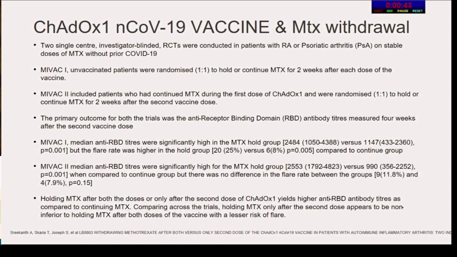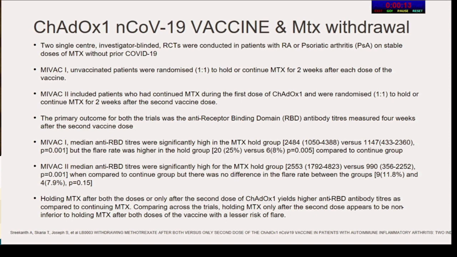Lastly, we can't end the session without our own data coming from our very own Dr. Shenoy. So COVID-19 vaccine and methotrexate withdrawal, MIVAC-1, where unvaccinated patients were randomized to either hold or continue methotrexate 2 weeks after each dose of the vaccine, and MIVAC-2, which included patients who had continued methotrexate during the first dose and were randomized to hold or continue methotrexate for 2 weeks after the second vaccine dose.